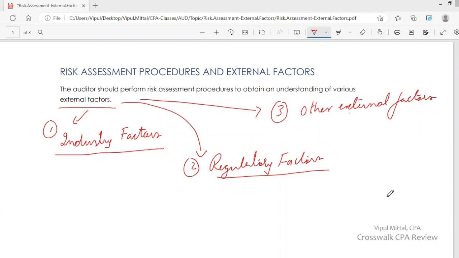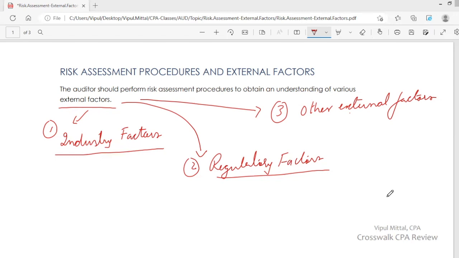And you also obtain understanding of various regulatory factors. What is the regulatory body? What are the labor laws? What are tax laws? What are the government policies regarding this business? What are environmental regulations affecting the industry? So you also consider regulatory factors, laws, regulations, government policies.